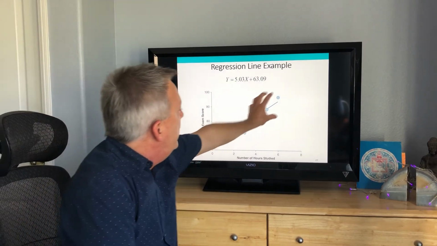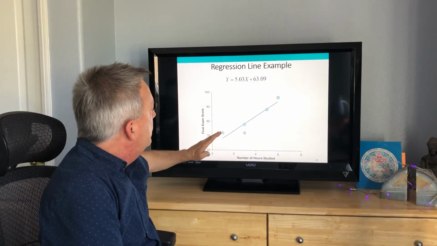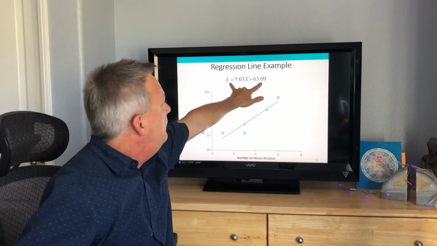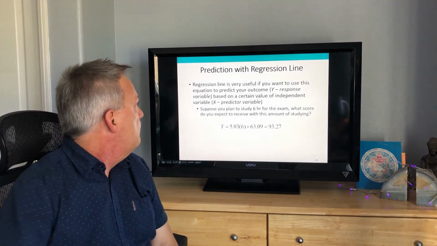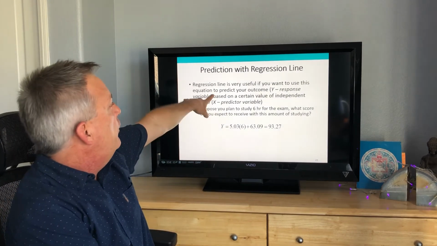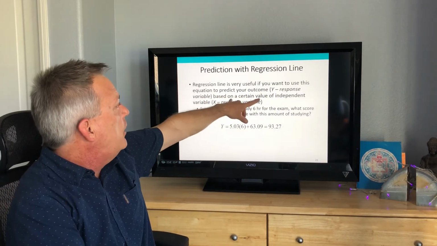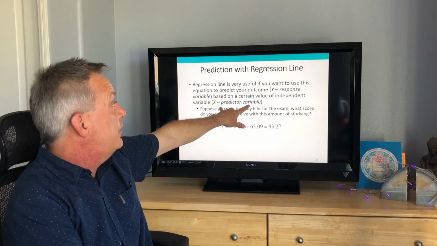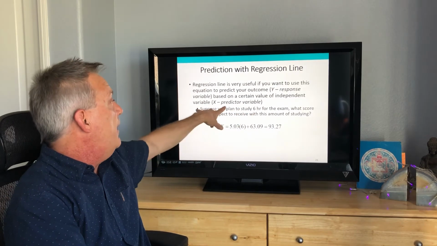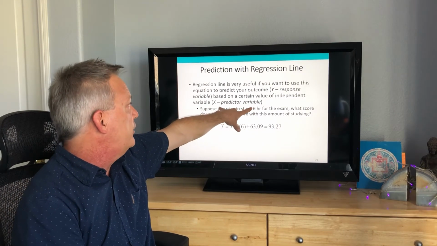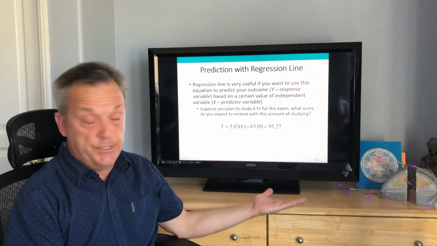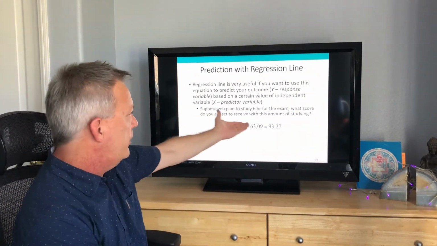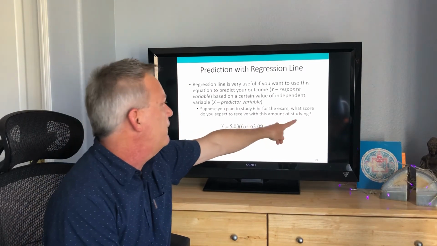These are the final exam scores, and this is the regression line example and the equation right here. A regression line is very useful if you want to use this equation to predict your outcome, the y response variable, based on a certain value of an independent variable, the x predictor variable. Suppose you plan to study for 6 hours for the exam. What score do you expect to receive with this amount of studying?